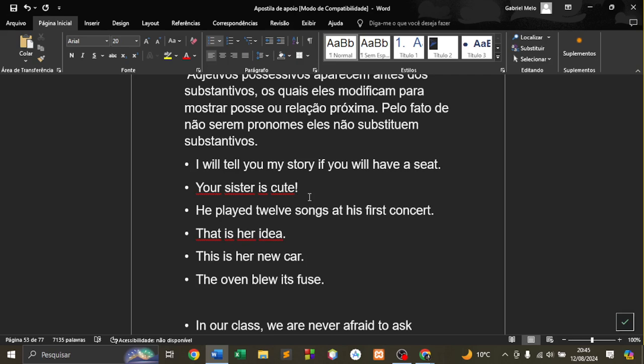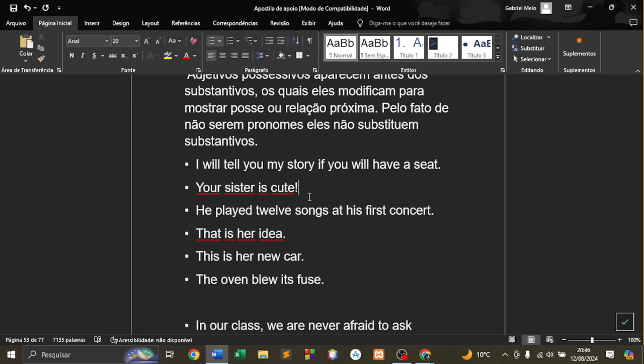He played 12 songs at his first concert. What is the possessive adjective here? Played. No, played is a verb. Remember what is a possessive adjective? Possessive, his, exactly. Possessive adjective is an adjective that shows ownership, that represents ownership.